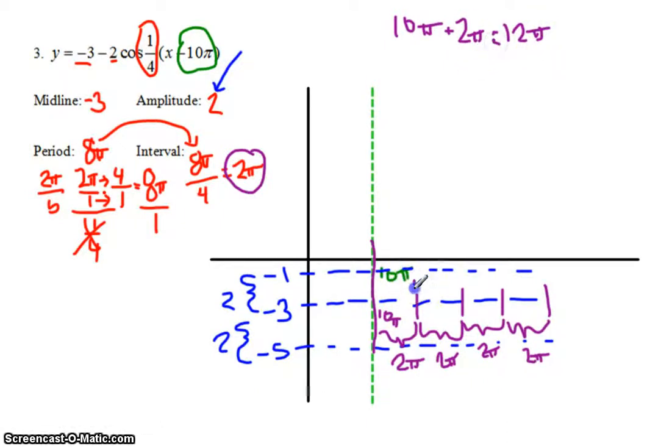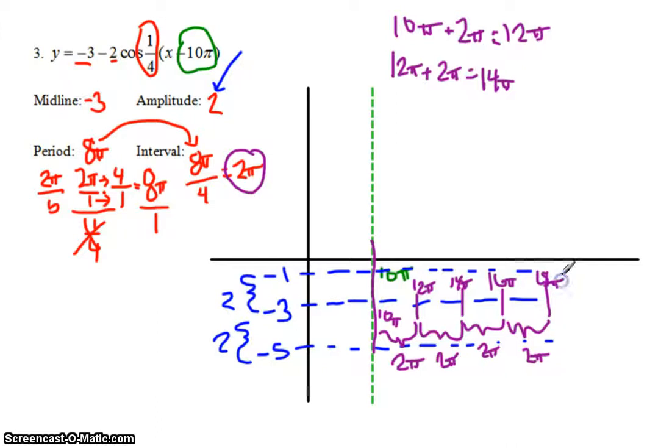So right here is going to be 12 pi. Now I take this line and I'm going to add my 2 pi again. So 12 pi plus 2 pi is going to give me 14 pi. So I'm going to have 14 pi right here. If I do 14 pi plus 2 pi, I'm going to get 16 pi. And then if I have 16 pi plus 2 pi, I get 18 pi.